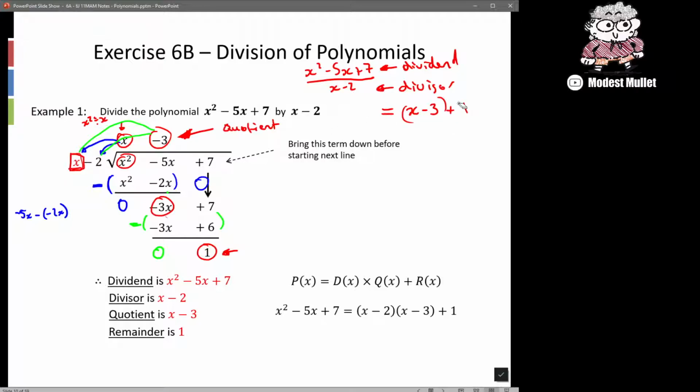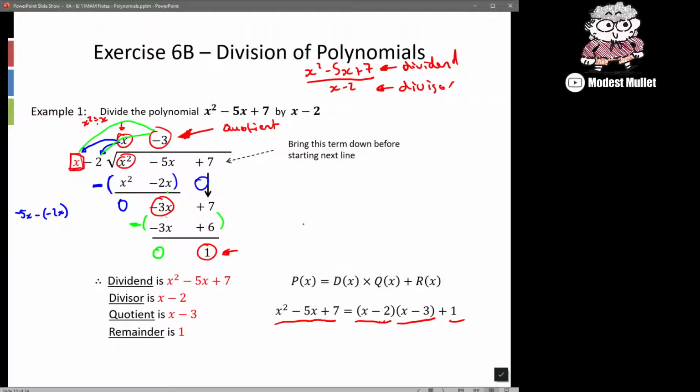So the other way we can write it, and the best way to write it, is we've started with some polynomial. We've divided it by the divisor, but we can rewrite this as: that is equal to x minus 2, what we were dividing by, times our answer plus our remainder.